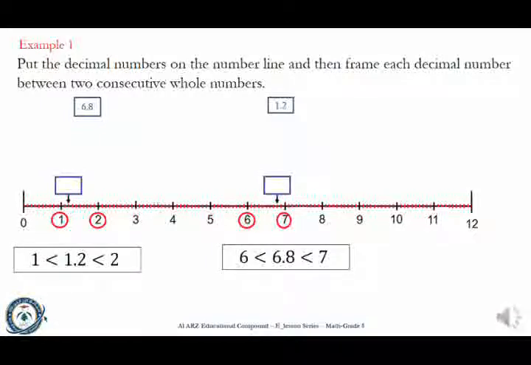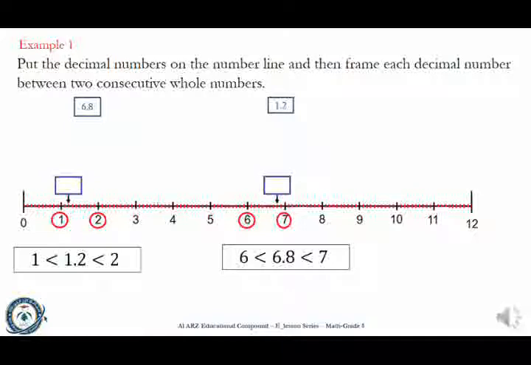Example 1. Put the decimal numbers on the number line and then frame each decimal number between two consecutive whole numbers. So here we have two steps. We need to put the decimal numbers on the number line, and next we need to frame each decimal number between two consecutive whole numbers, and of course using this number line.